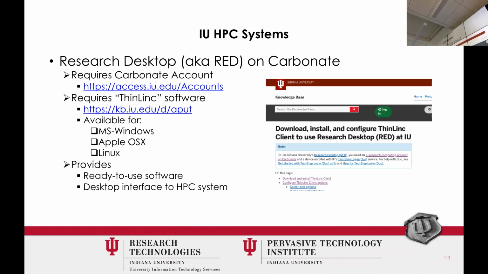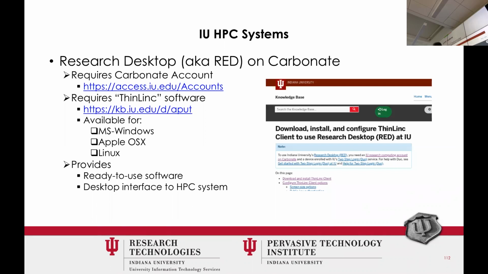And so we're going to work on a system called Carbonate, which provides us with this interactive GUI desktop called Research Desktop, or RED. You can go to this URL, access.iu.edu/accounts with a capital A, and get an account on Carbonate. And then once you do that, you can search for ThinLink, which is on our knowledge base. And that provides you, basically you see the desktop of the supercomputer on your desktop. It's like shared things, VNC if you're familiar with it. It's available for all three major computing platforms. And by doing that, you get software that we install for you, and you have access to the supercomputer with a lot more RAM.